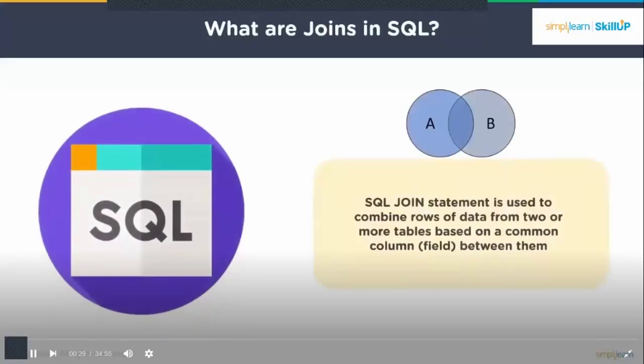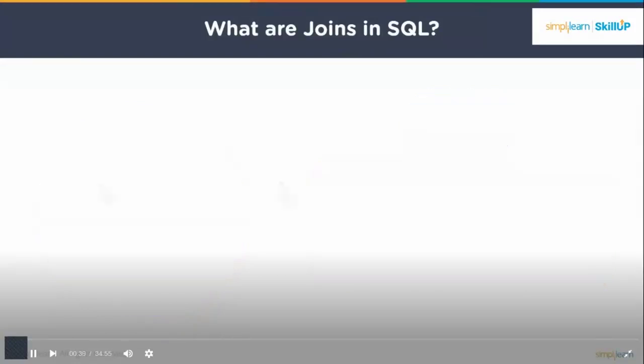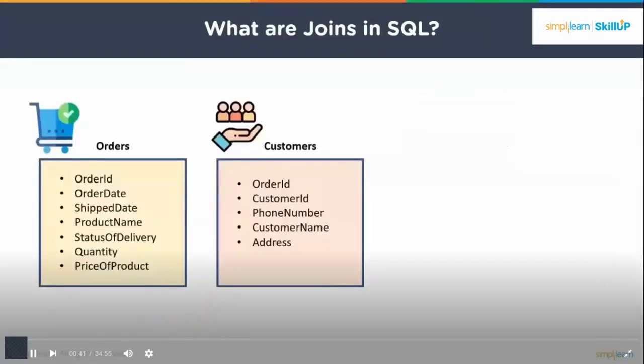SQL join statement or command is often used to fetch data present in multiple tables. SQL joins are used to combine rows of data from two or more tables based on a common field or column between them. Now consider this example where we have two tables, an orders table and a customers table.